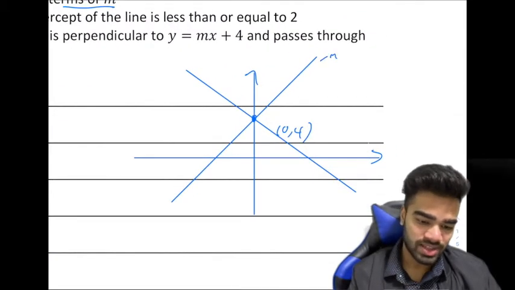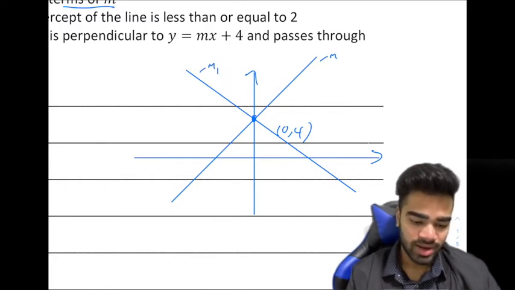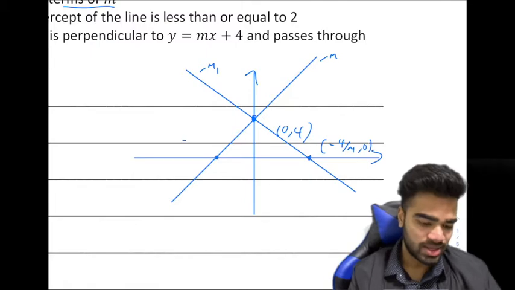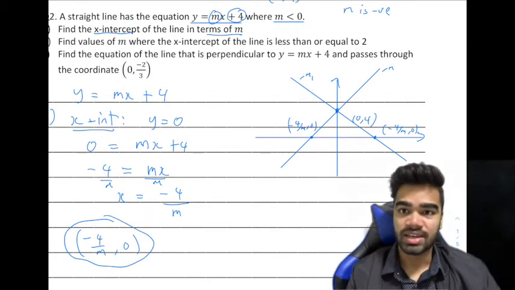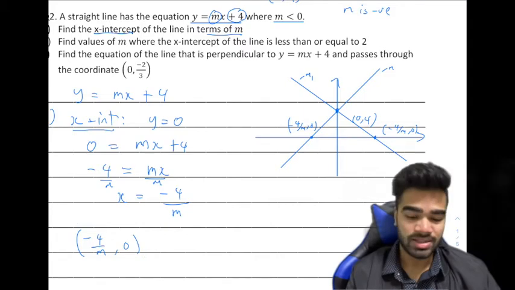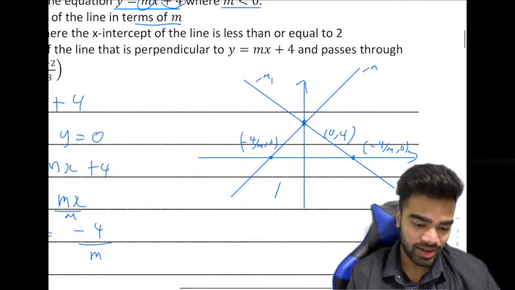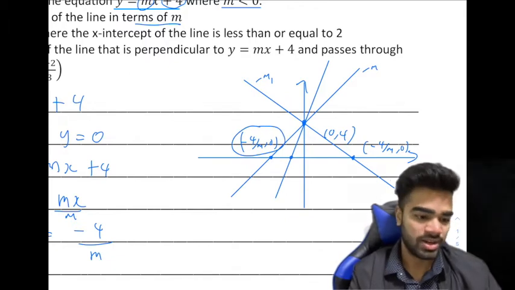For example, if this is m or this is m1, right? This intercept will always be (-4/m, 0), and this intercept will be (-4/m, 0) because we calculated it, right? So it doesn't matter what the gradient is, the x-intercept will always be (-4/m, 0). So again, it could be another gradient, like so, and this would also be the same thing, (-4/m, 0).